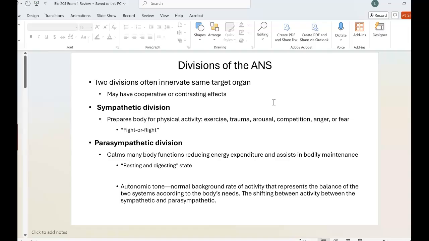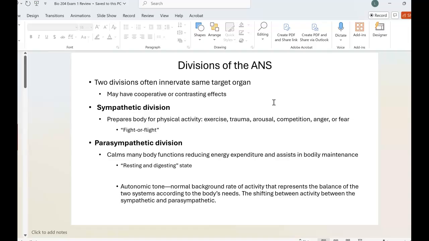This is what we call autonomic tone, where we have this back and forth and this background rate that helps to maintain homeostasis. Now, this does not mean that every place in the body is going to be innervated equally by both sympathetic and parasympathetic. However, we are going to see most places are going to be innervated by sympathetic and parasympathetic.